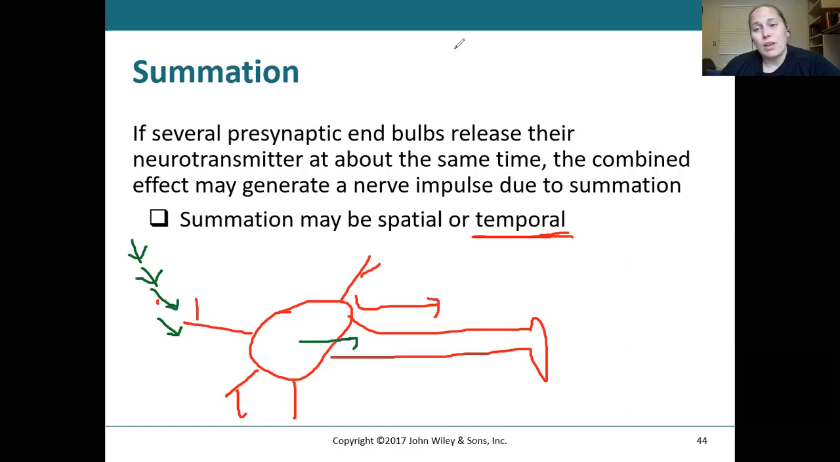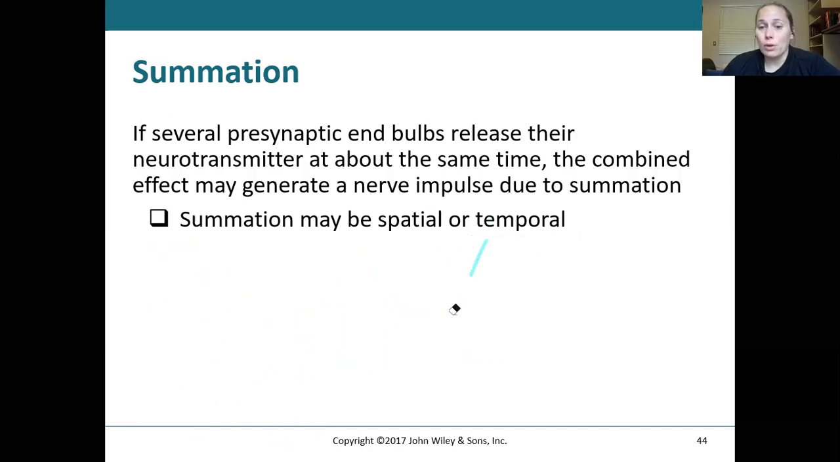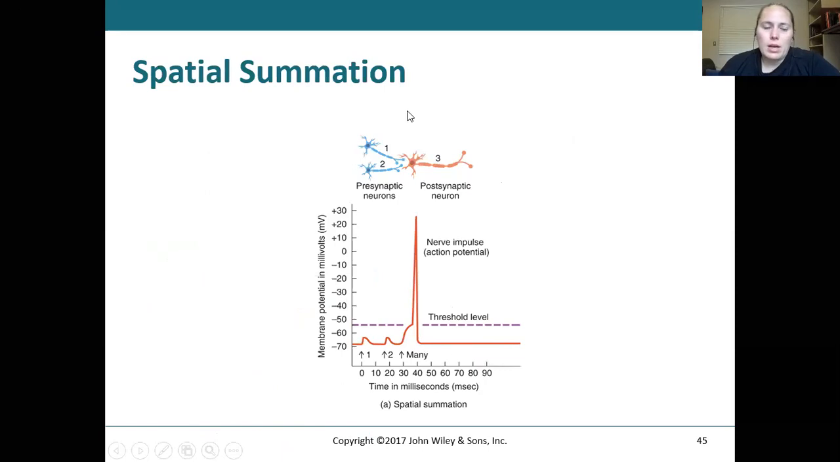It's almost like if you have that one unrelenting friend who keeps telling you the same rumor again and again, and finally you're like, fine, I will pass this on. So again, this is kind of the unrelenting firing of a single neuron. And so that's temporal summation, because it's called temporal because it all occurs at a very specific point in time, temporally, time, okay?